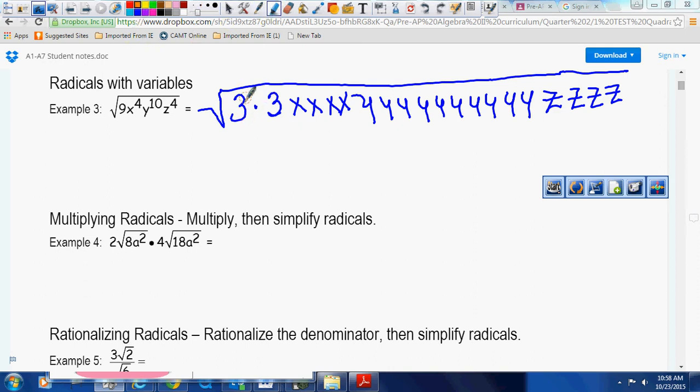So I have a group of 3's, a group of x, a group of x, a group of y, a group of y, group of z, group of z. So if I look at my groups that I'm going to bring out from under the radical, I'm going to end up having a 3, 2 x's, 5 y's, and 2 z's. Remember, when in doubt, write it out. So now let's move on to multiplying radicals.